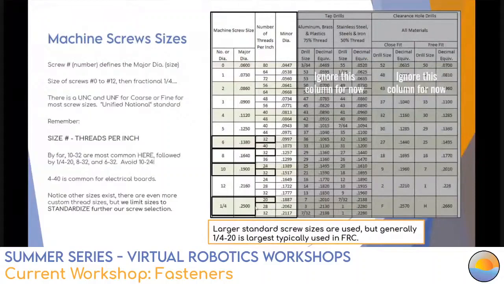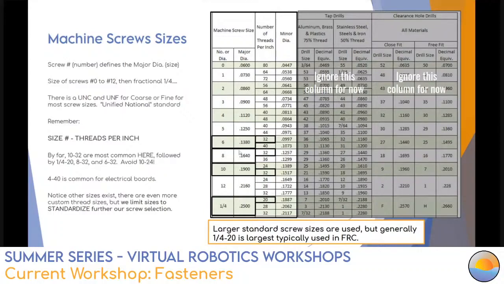For each thread size, there's also a coarse thread pitch and a fine thread pitch. And you'd express that as 10-24 or 10-32. By far, 10-32s are used on FRC size robots. It's just a good sturdy size to use. Sometimes you might want to use a 1/4-20, and then go down to an 8-32 or a 6-32.